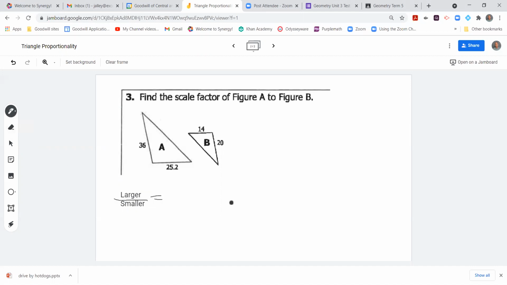Because you've got to remember, guys, if all you're trying to do is find a scale factor, you've got to pick the corresponding sides and compare them. So if I'm comparing the larger triangle sides to the smaller triangle sides, that's the ratio I'm going to create, which means that this 25.2 would also have to go with that other side here. Those two go together also.